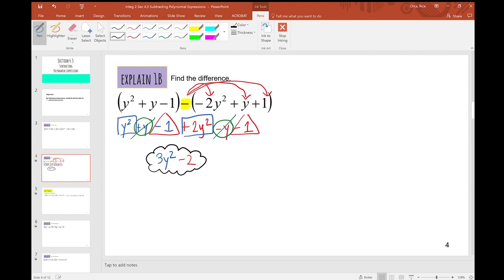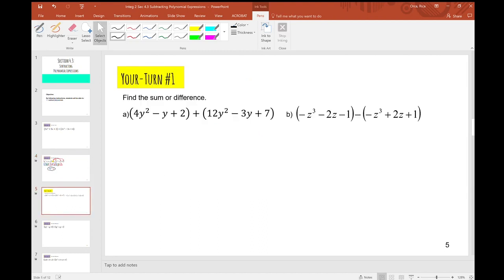Now let's look at a U-try. Find the sum or difference. Let's look at problem A. Do you know which operation to use? Well, if you don't, all you have to do is look at the sign between the parentheses. And if you look at the symbol between the parentheses, notice how it's a plus sign. And because we're adding, we're going to drop the parentheses and just combine like terms.